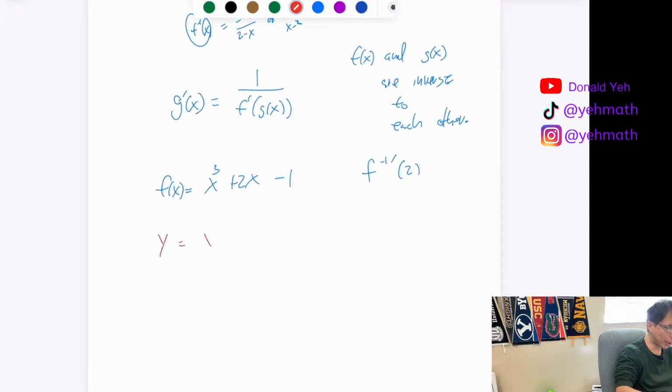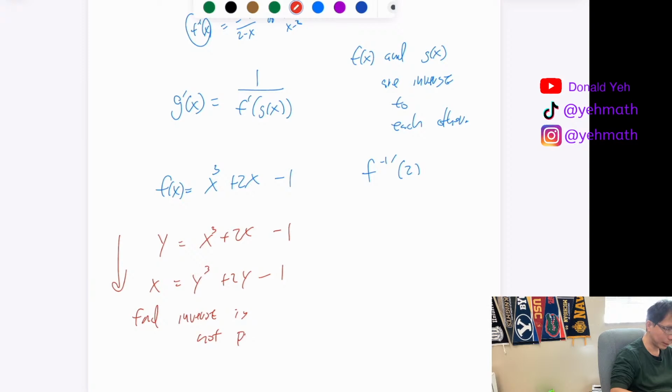y equals x cubed plus 2x minus 1. x equals y cubed plus 2y minus 1. Is it possible to solve for y here? Well, you cannot get y by itself. So this method of finding the inverse is not practical. So you cannot find the inverse.